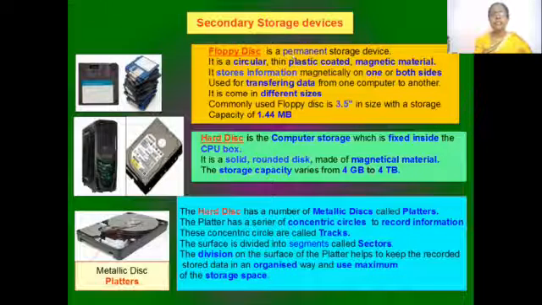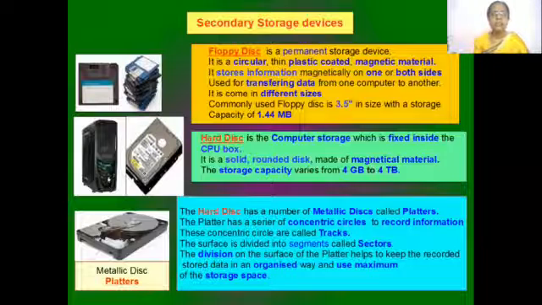Floppy disk is a permanent storage. It is a circular, thin plastic coated magnetic material. It stores information magnetically on one side, or it can store on both sides. It's used for transferring data from one computer to another. You can take this floppy disk and put it into another computer, like your pen drive. It comes in different sizes, and the most commonly used size is 3.5 inches. You have bigger sizes, but the commonly used one was 3.5, and the capacity is 1.4 MB.